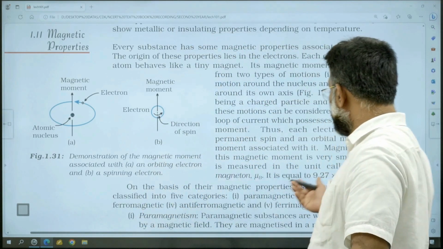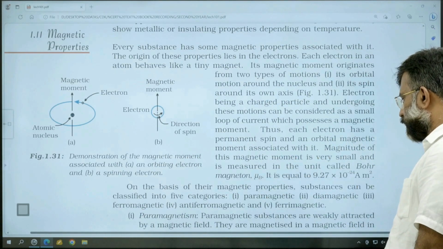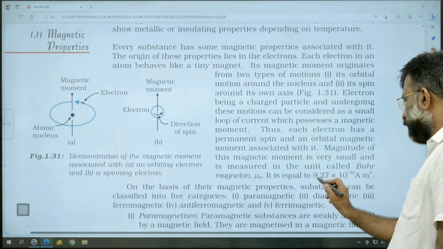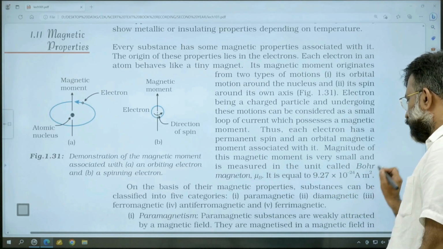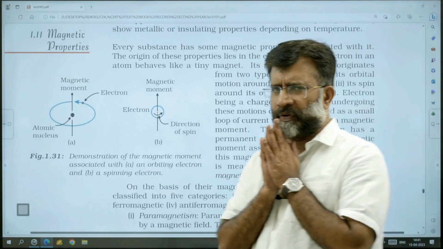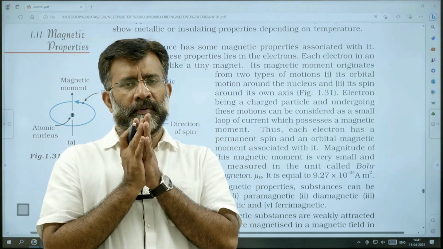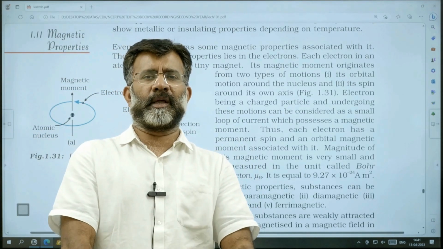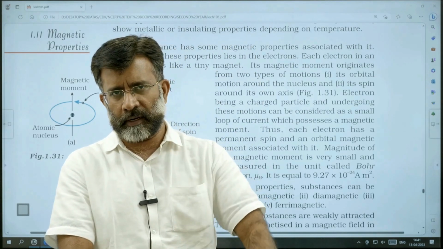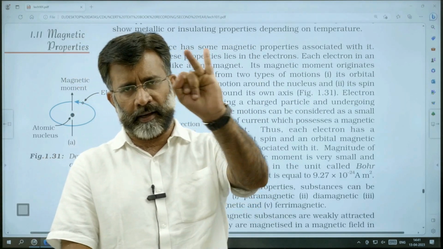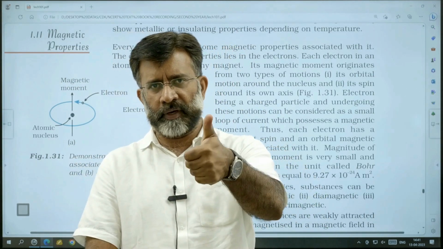Somehow the value is very low. It's measured in Bohr magneton, and the value is 9.27 into 10 power minus 24 ampere meter square. A very low figure. Okay. Now, the materials based on their magnetic property are categorized into certain classes. All of you know regarding that: paramagnetic, diamagnetic, ferromagnetic, antiferromagnetic, ferrimagnetic.